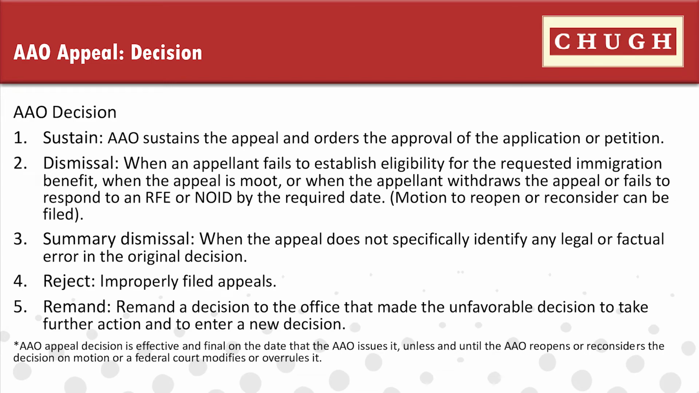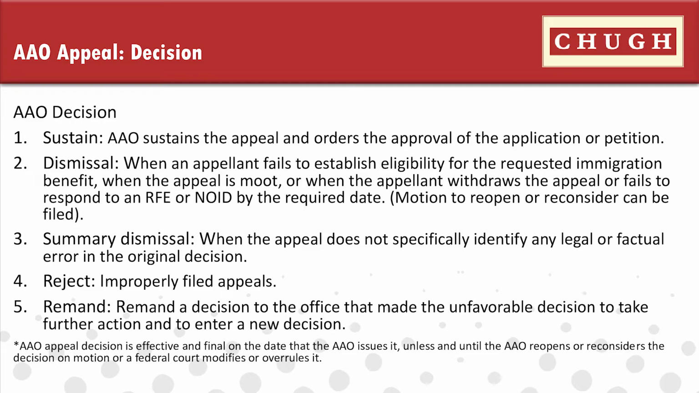AAO decisions, there are 5 types of AAO decisions. First is sustain. Sustain basically is like approval. They sustain the appeal and order the approval of the petition directly. And the second is dismissal. Dismissal is like a denial, when the applicant fails to establish the eligibility of the requested benefit, and when the appeal is moot. For example, it turned out that the appellant already got the benefit through other means.